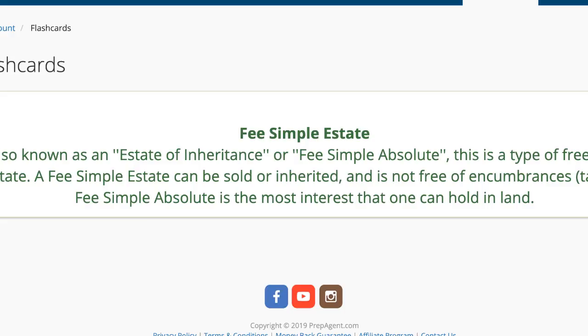Okay, so fee simple estate is a freehold estate, and we said that's unlimited ownership, whereas less than freehold estate would be like a lease. What are the 4 types of less than freehold estates?